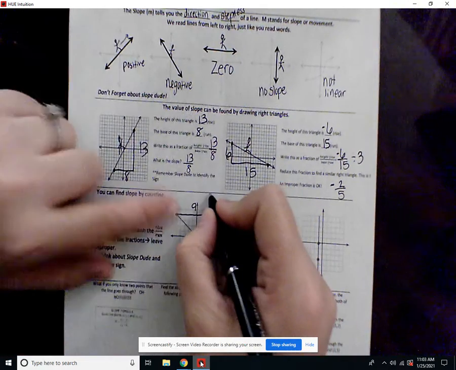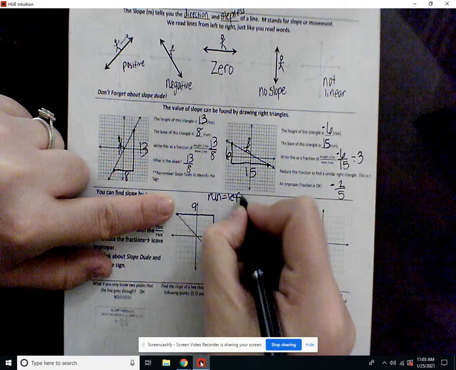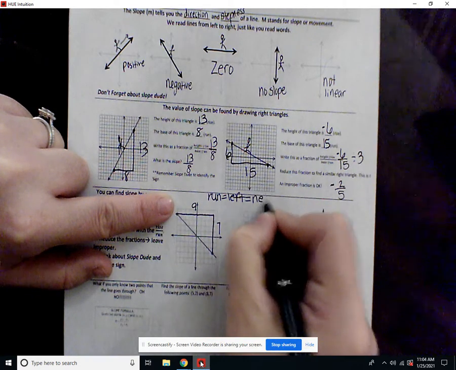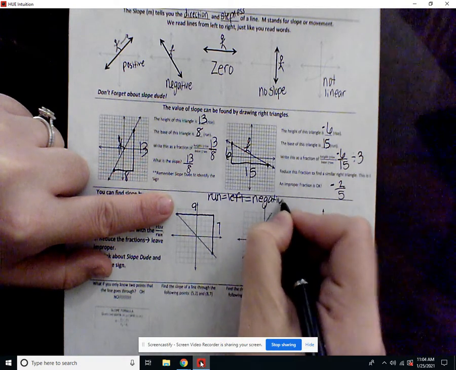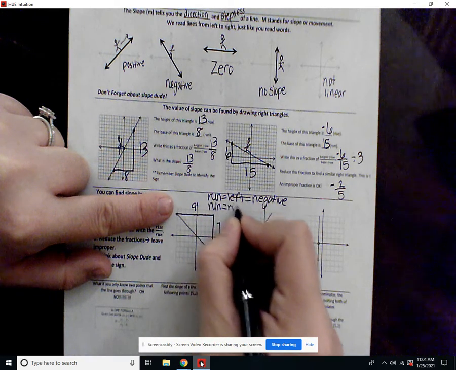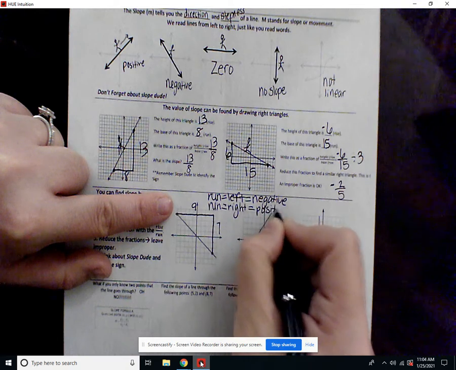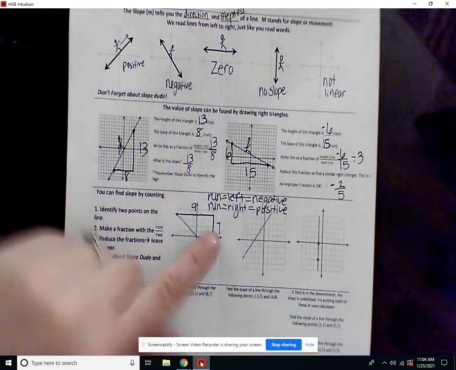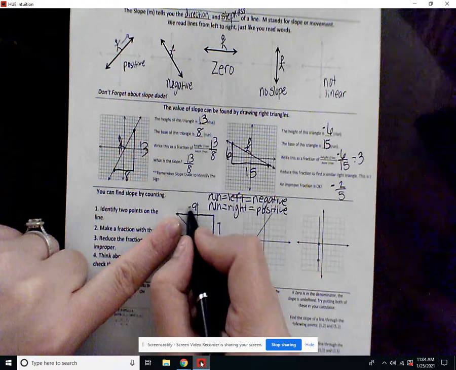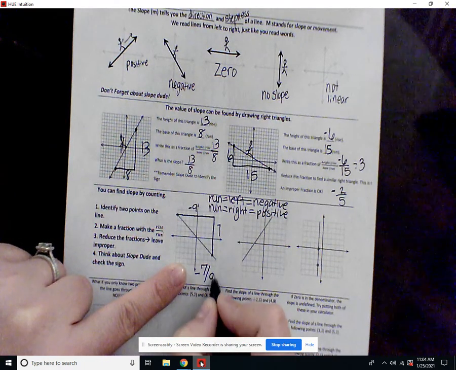Okay, so here's kind of a hint. If we run left, it's negative. And if we run right, it's positive. So for this one, we went to the left, so it's going to be negative. So our slope is negative 7 ninths.